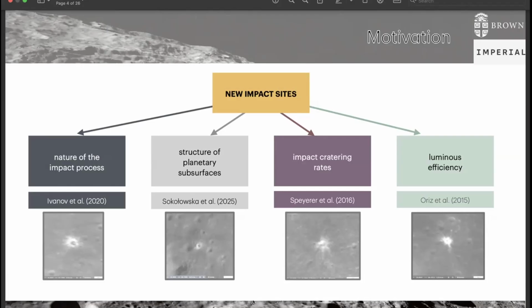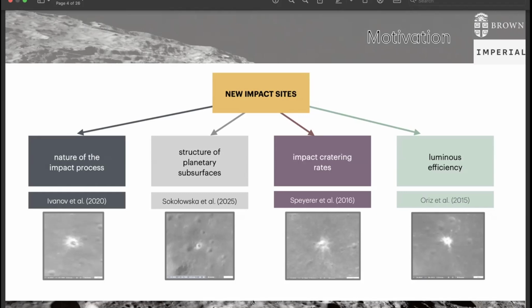And then there's an aspect of the luminous efficiency. So we don't really understand much about radiation coming from impacts. Our understanding stems from nuclear and chemical explosions. And only recently, in the last decade, we began to observe the so-called lunar impact flashes, so the actual few-second-long radiation signal coming from new impacts.